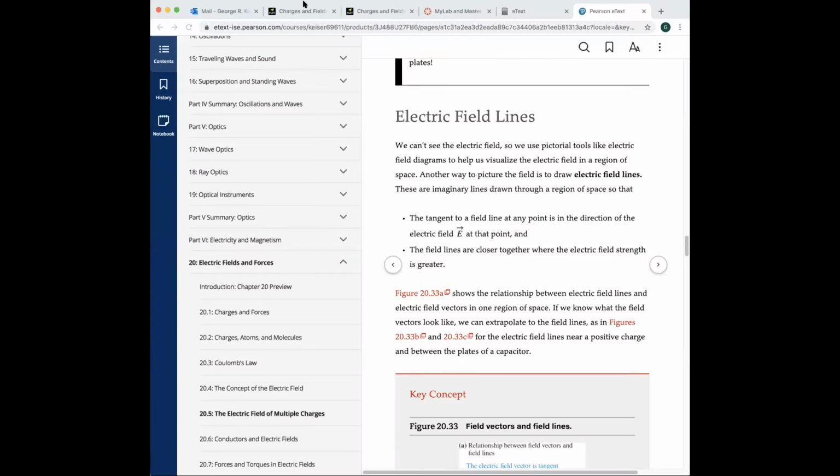So I am going to share a Google Chrome window. Hopefully you guys can see this.